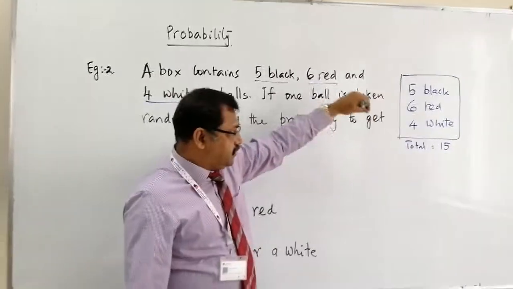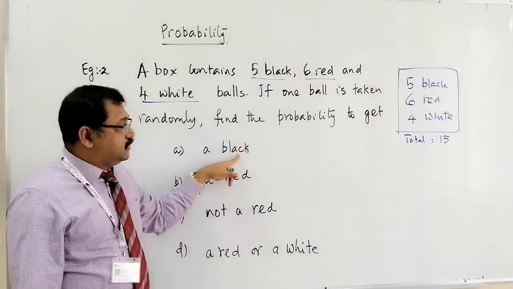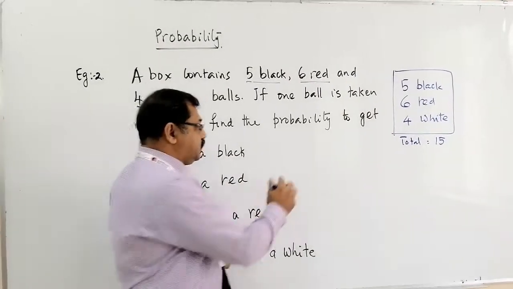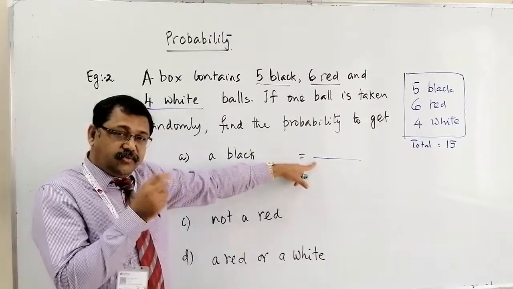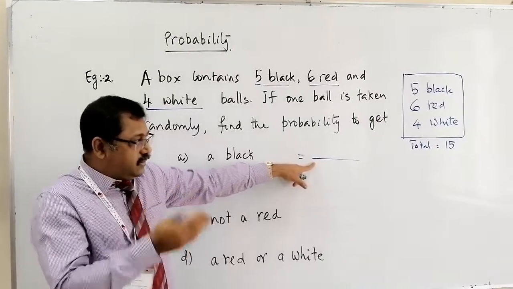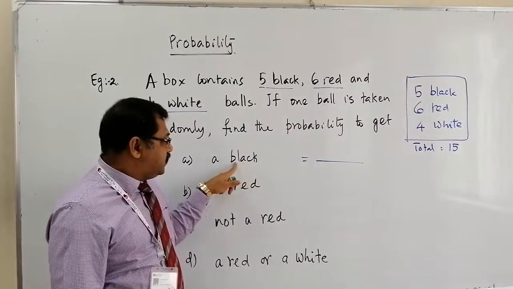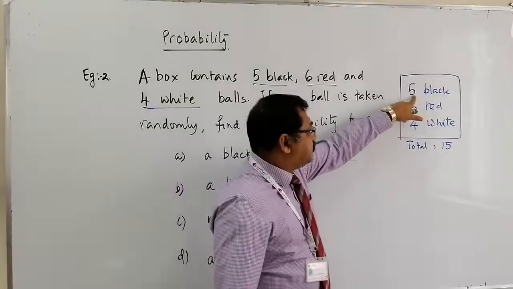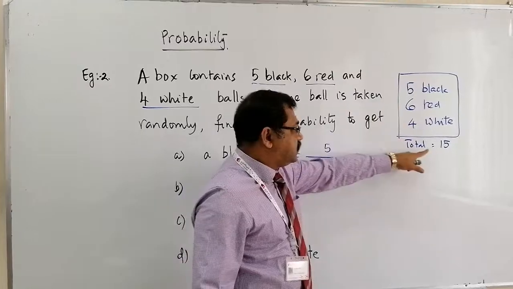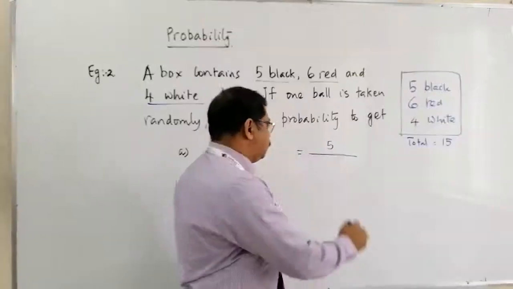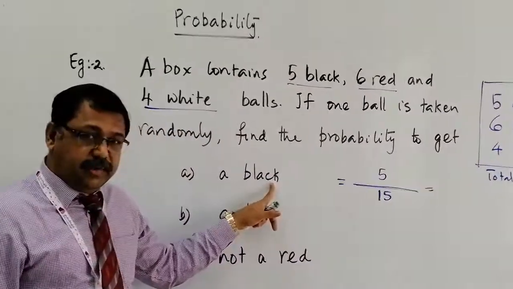So we are choosing a ball from the box. What is the chance of getting a black ball? For this, if we are finding the probability, we have to look for the favorable chances divided by the total number of chances. Here the favorable chances means how many black balls are there? 5, out of the total chances, which is the total number of balls in the box, that is 15. So this is the probability of getting a black ball.